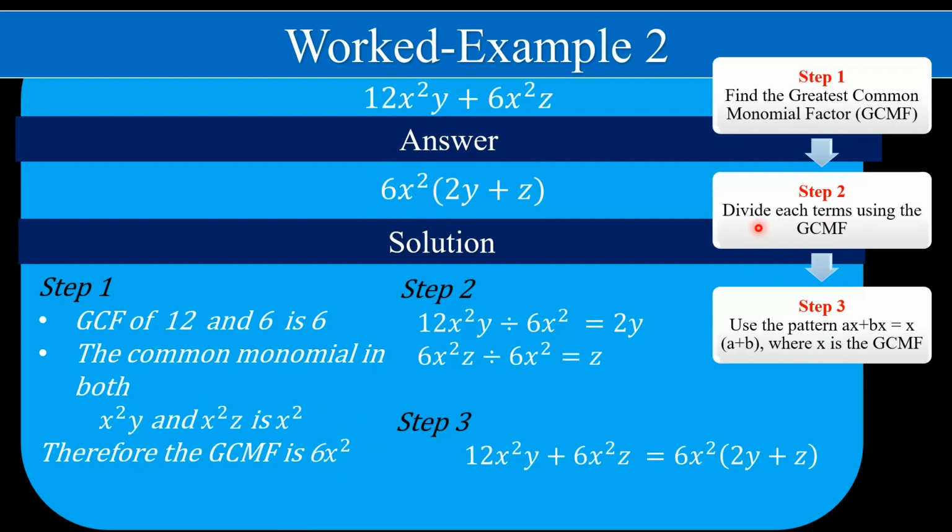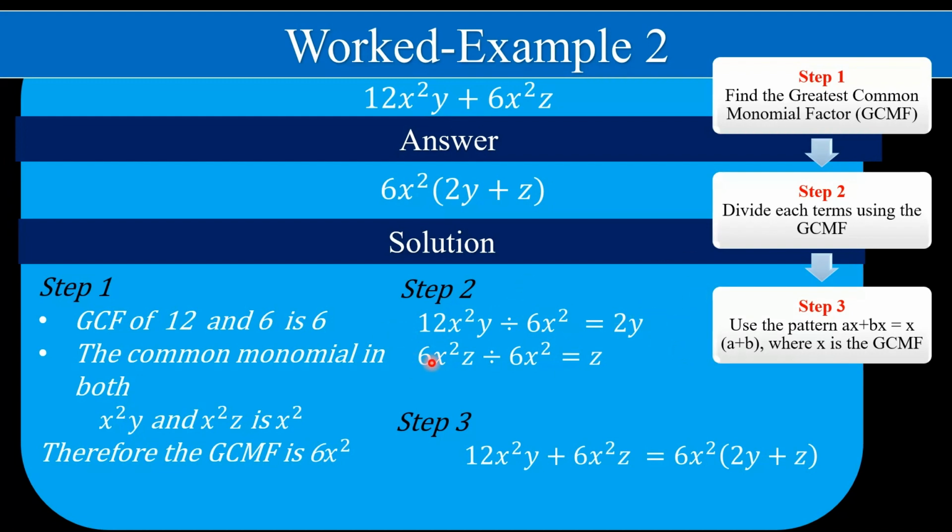Now, in step number 2, divide each terms using the GCMF. This time, this is very crucial because this is a combination of dividing variables, understanding the properties of exponents. Here, 12x squared y divided by 6x squared. Notice that 12 divided by 6 is 2. And as you can see, x squared divided by x squared is 1. And the remaining is y. That is why the step 2 gives us 2y.